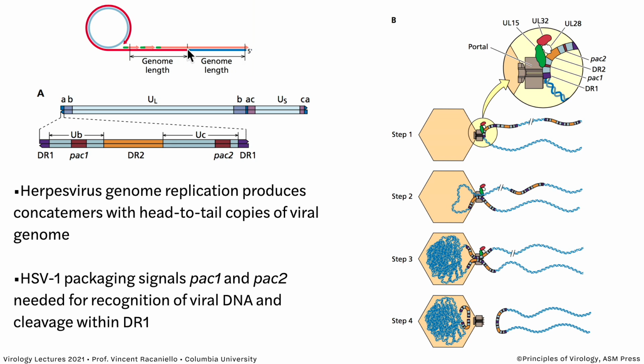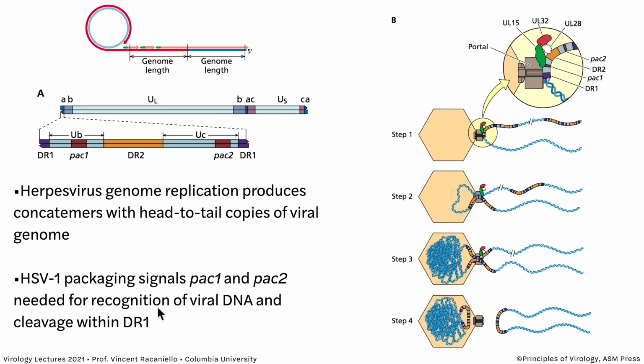It's actually the concatemer that starts to go in the capsid. It's not cut before it goes into the capsid. You start to thread it in, and then when the capsid is full, then you cut it. So let's see how that works. Here's the viral genome in A. And at the left end, we've expanded it. And here are the packaging sequences, PAC1 and PAC2. PAC stands for packaging. And there are also some sequences around it called DR1 and DR2, right?